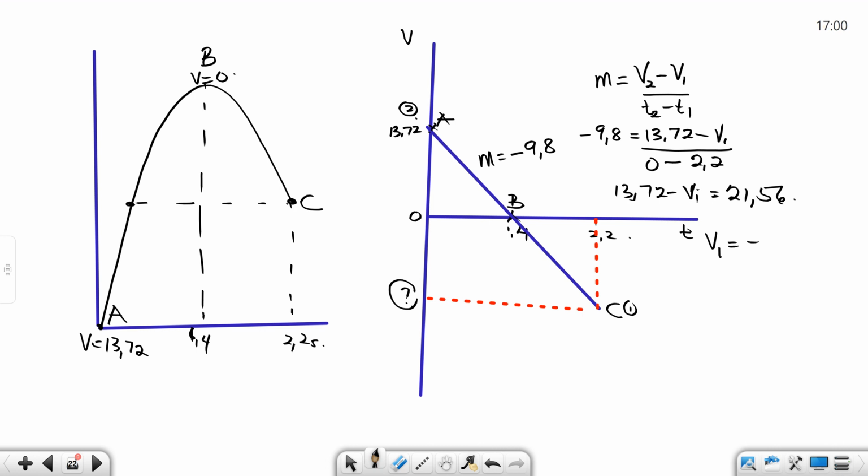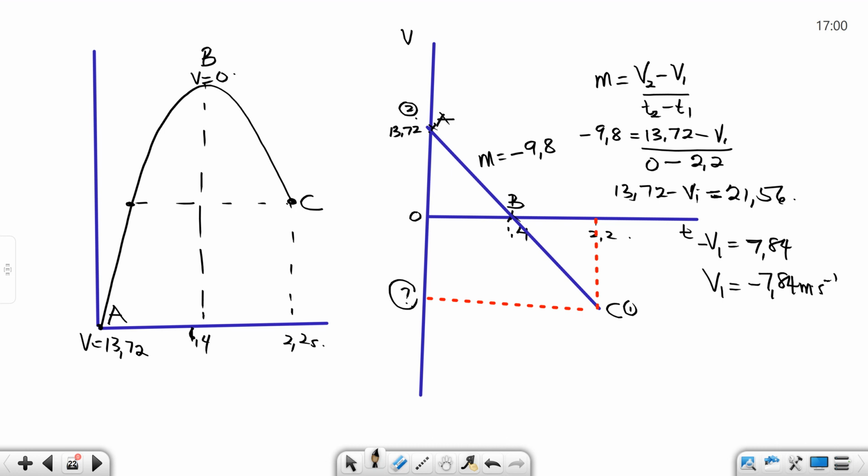Why are you getting 35? Aren't we moving 13,72 over to that side? What are you taking over? Just take the 13 over. 7,84. But it was minus V1, right? Minus V1. So what is our V1? Negative 7,84 meters per second. Do you know why we're getting negative?